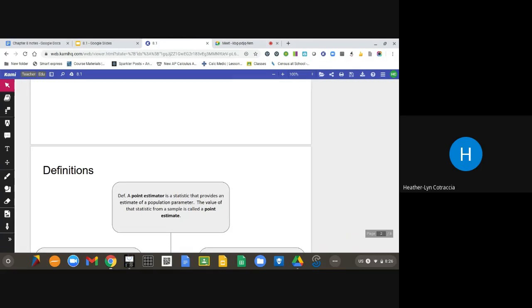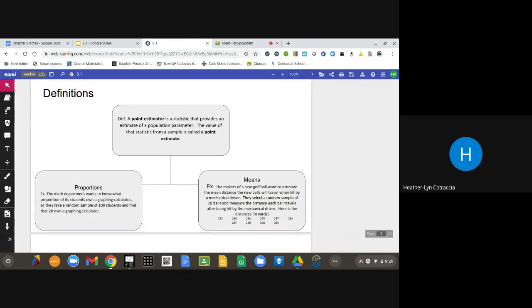So confidence intervals. When you're constructing a confidence interval, there's three main parts, but really there's two parts to a confidence interval. There's a point estimator, and your point estimator is right in the center of your interval. So it's what you're going to add and subtract your margin of error to and from to construct your interval. A point estimator is the statistic that provides the estimate of the population parameter, and it is always right in the center of your interval.